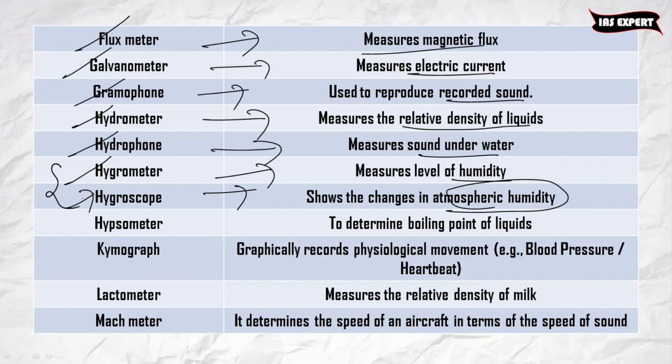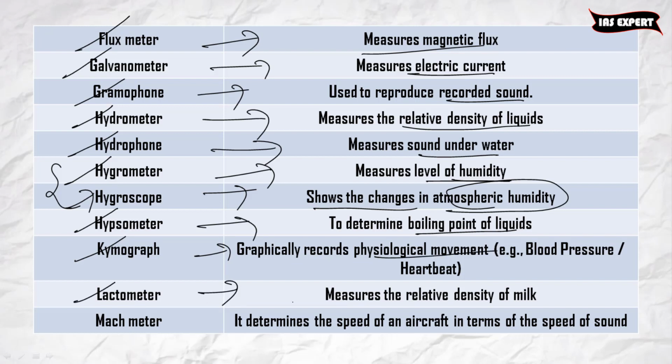Please remember, hygrometer and hygroscope are two different instruments. One measures the level of humidity and another one shows the changes in atmospheric humidity. Hypsometer, the instrument which is used to determine boiling point of liquid. Kymograph graphically records physiological movements.